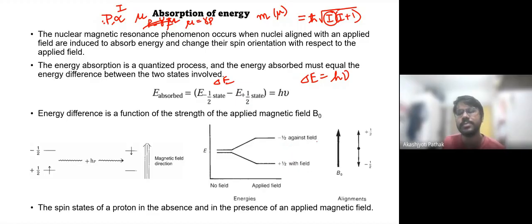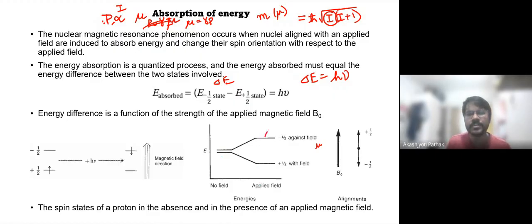against the field. So this mu here is against the field. What does that mean? The nuclear magnetic moment is opposite to the externally applied magnetic field. So if your magnetic field is in the upward direction, then your magnetic moment will be in the downward direction, minus half. Okay, so this figure is showing the spin states of a proton in the absence and in the presence of an applied magnetic field.